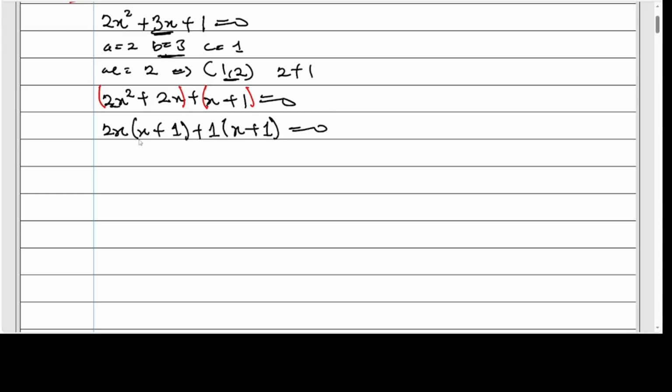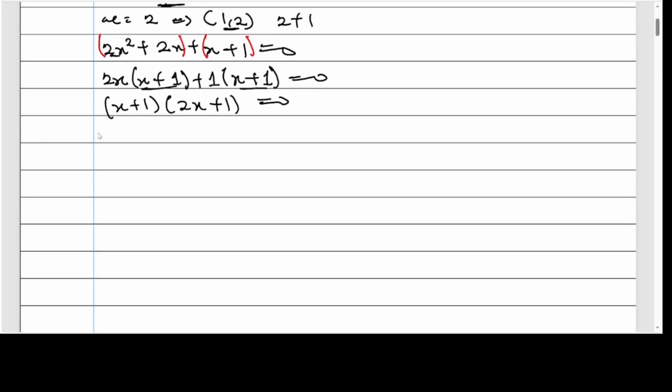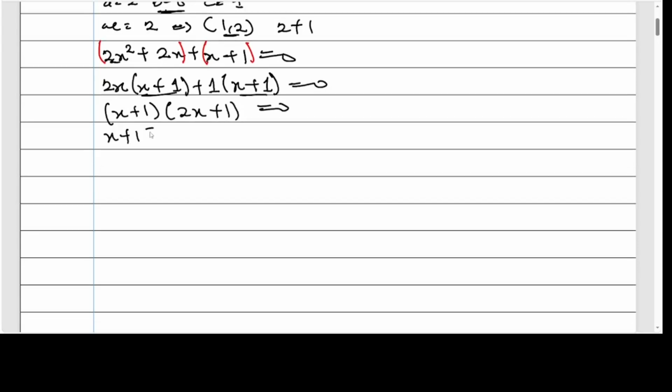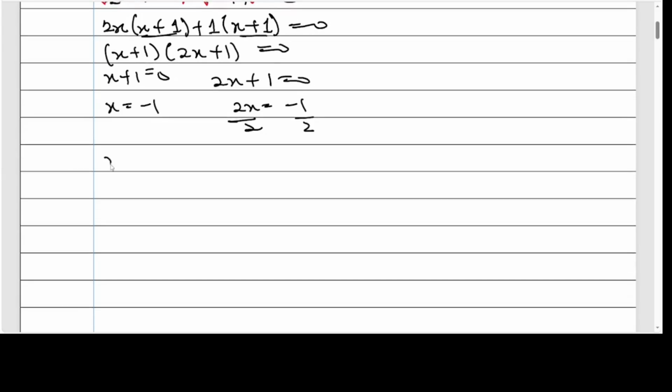equal to 0. Now we see that the ones in brackets are the same, so you write only one of them, x plus 1, and then 2x plus 1 equals 0. And we can write each one of them and equate them to 0. Over here we have x equal to negative 1. Here we have 2x equal to negative 1. Divide both sides by 2. So our final solution: x equal to negative 1 or x equal to negative 1 over 2.